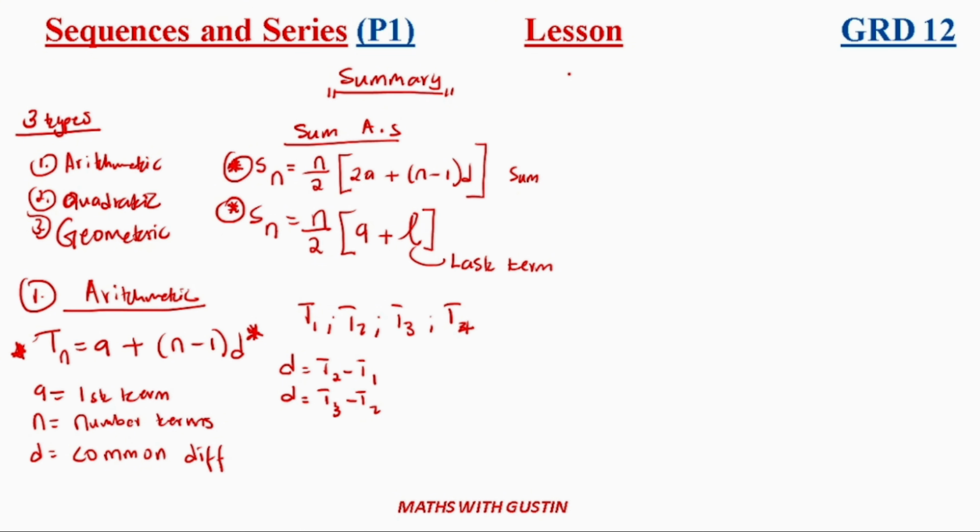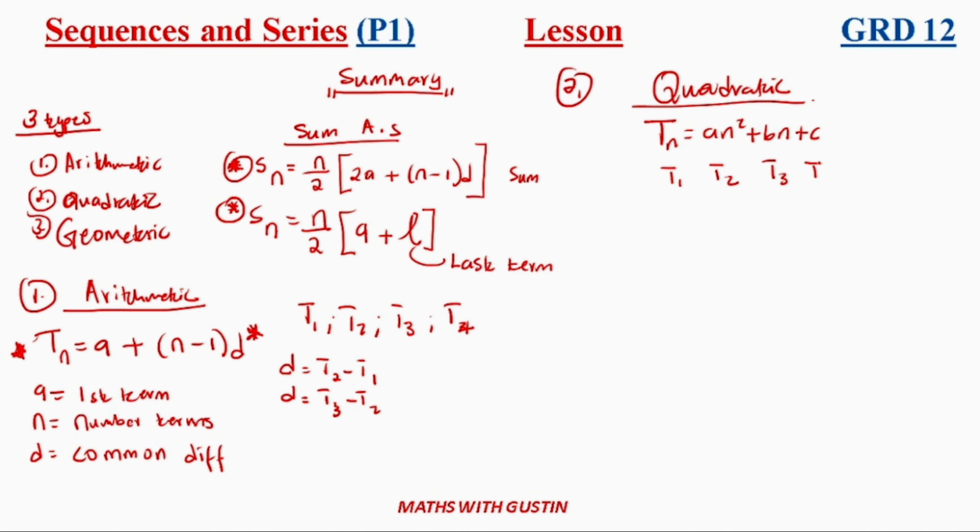Great. Let's move on to number 2, which is quadratic. Here, guys, I'm just giving you a summary of the important things that you need to know before you can title this chapter. So we have a quadratic pattern. A quadratic pattern is characterized by this formula: Tn equals an squared plus bn plus c. So what would happen in this case is you would have a pattern, let's say T1, T2, T3, and then T4.